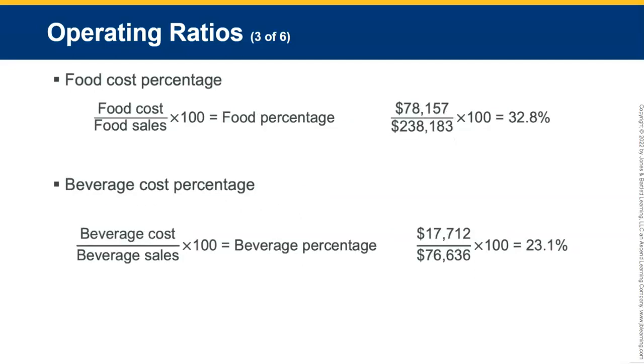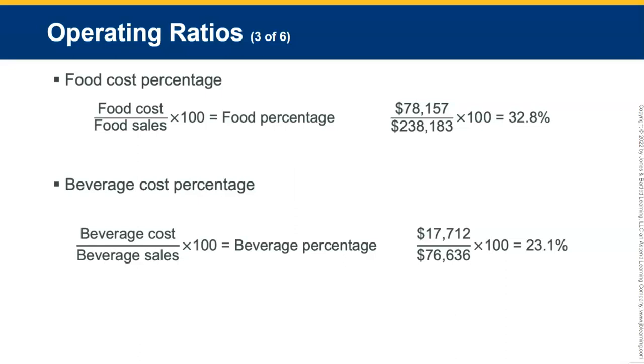To calculate food cost percentage, which we've covered a few times, the formula is food cost divided by food sales multiplied by 100 gives us our food percentage. So if the food cost was $78,157, we're going to divide that by $238,183, which would be our food sales, multiplied by 100 gives us our 32.8%. And if you do remember, we want the food cost to be around 33%.